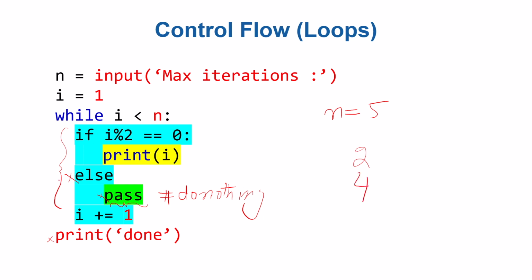So else will not execute. Now increment I. Once you increment I, you get, for example, I equals 5. Now 5 is smaller than 5, false. So you go out of the loop and you print done, and that's what this code is.